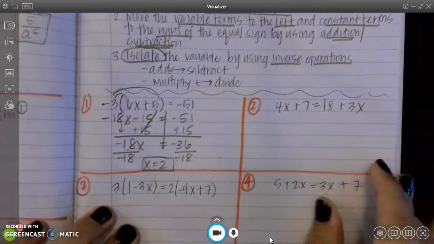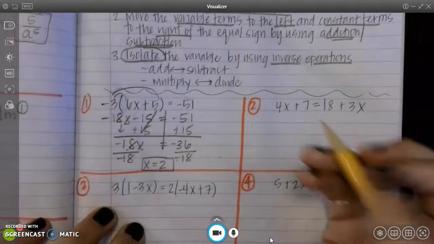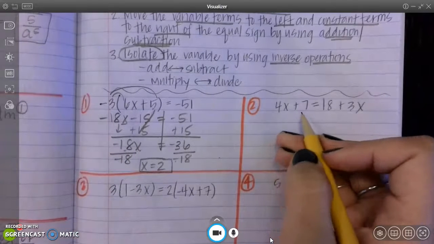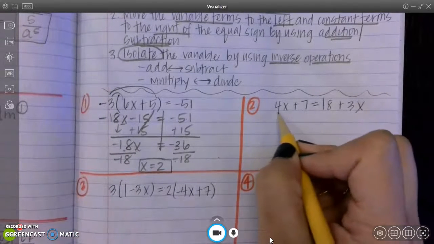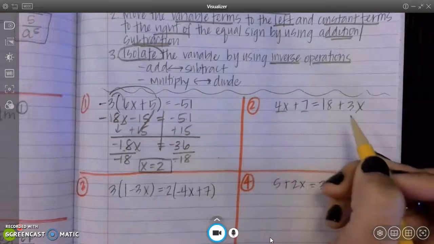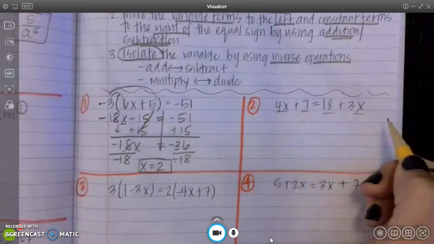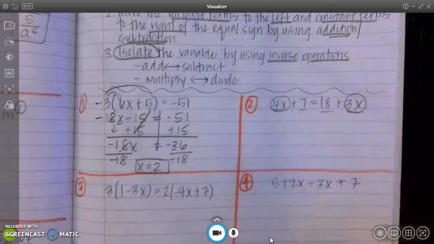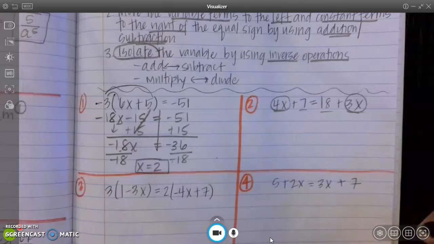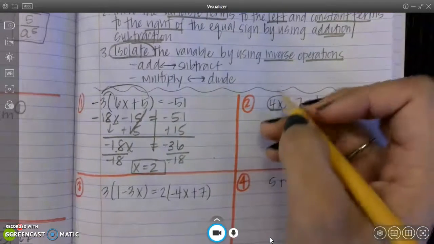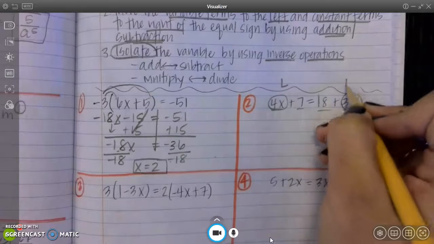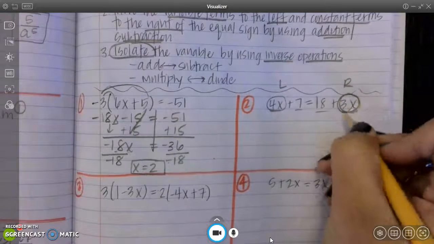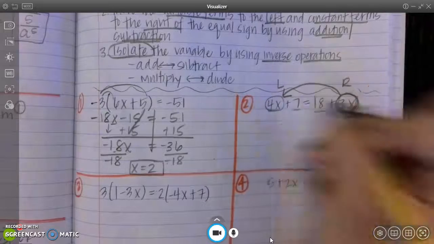Okay. Number 2. We don't have any constants in front of a set of parentheses to distribute, but we do have variables on both sides. And I can't combine these terms. 4x plus 7, those aren't like terms. And 18 and 3x, those are not like terms. But we have 2 variable terms, one on either side of the equal sign. So we need to move our variable terms over to the left side and our constant terms over to the right side. So we've got to move this positive 3x to be over here on the left side.